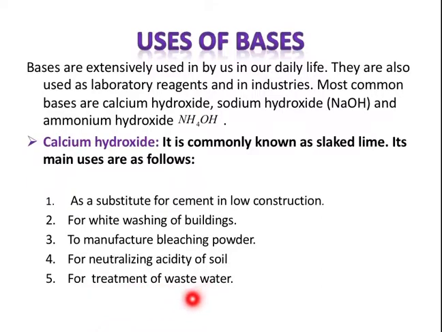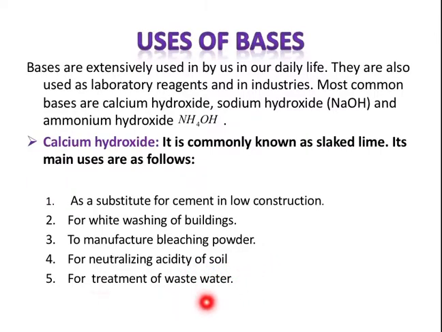So, for neutralizing the acidity of soil: soil becomes acidic because of excessive use of chemical fertilizers. Plants don't grow well in acidic soil. So quicklime or slaked lime, that is calcium hydroxide, is added to the soil to neutralize the acid.